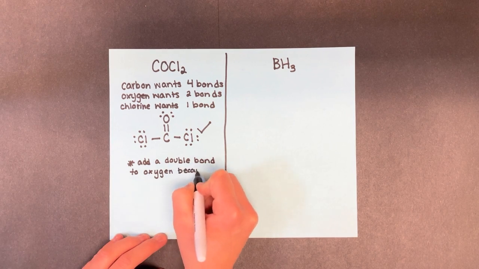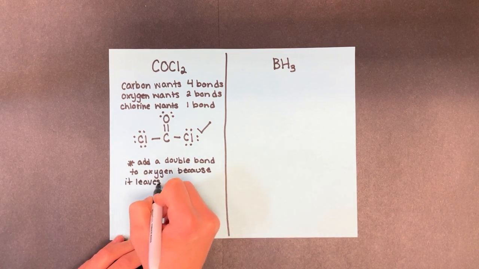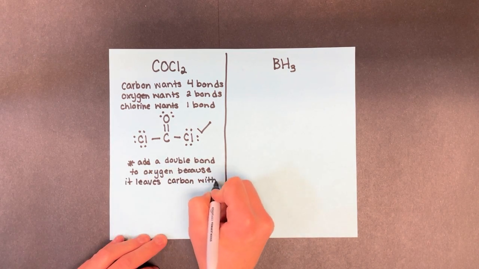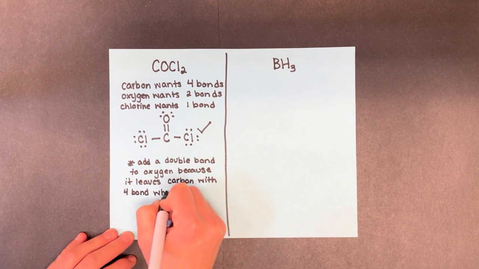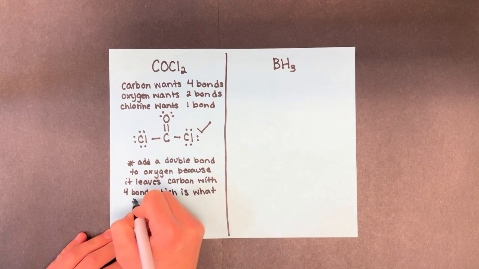For the correct Lewis structure of COCl2, make sure to add a double bond to oxygen because it leaves carbon with 4 bonds, which is what it wants, and gives it a perfect octet.